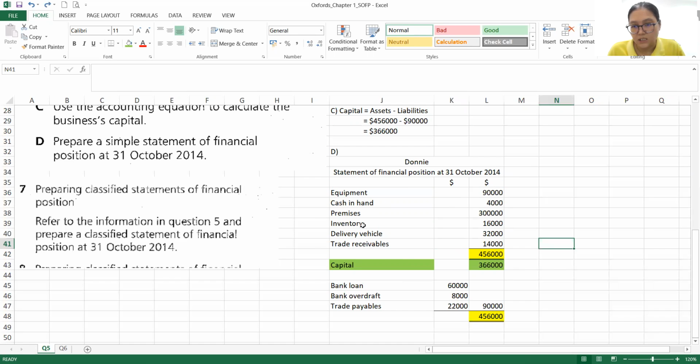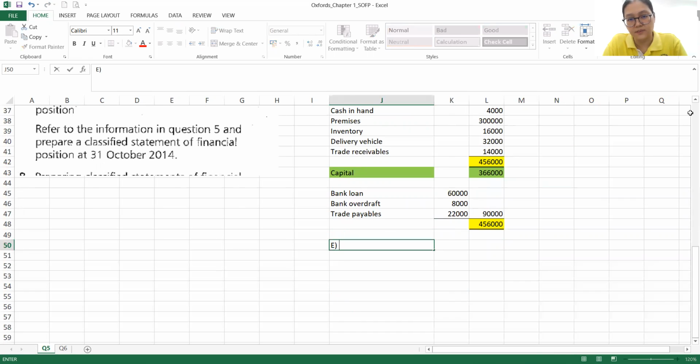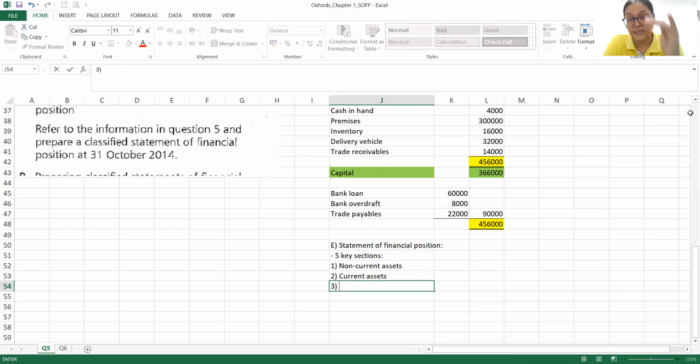Classified statement of financial position means that based on the information in here, we have to differentiate the statement of financial position. I just explained what a statement of financial position is a little bit more. When we prepare the statement of financial position, we have 5 key sections. Number 1, we must start from the non-current asset. Number 2, current asset. This is the sequence that we need to follow to prepare the statement.